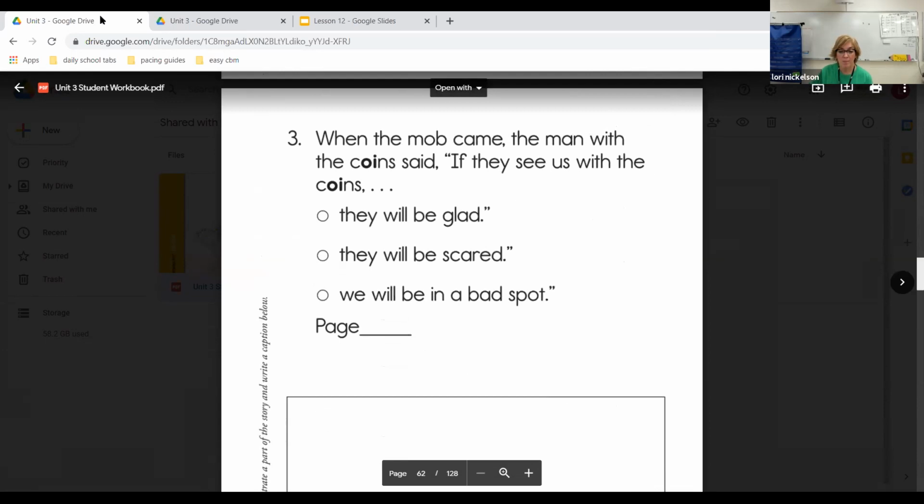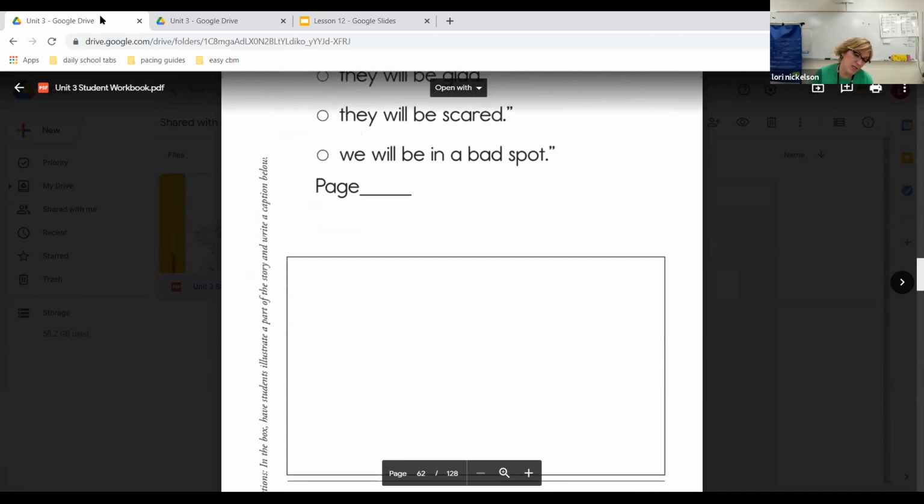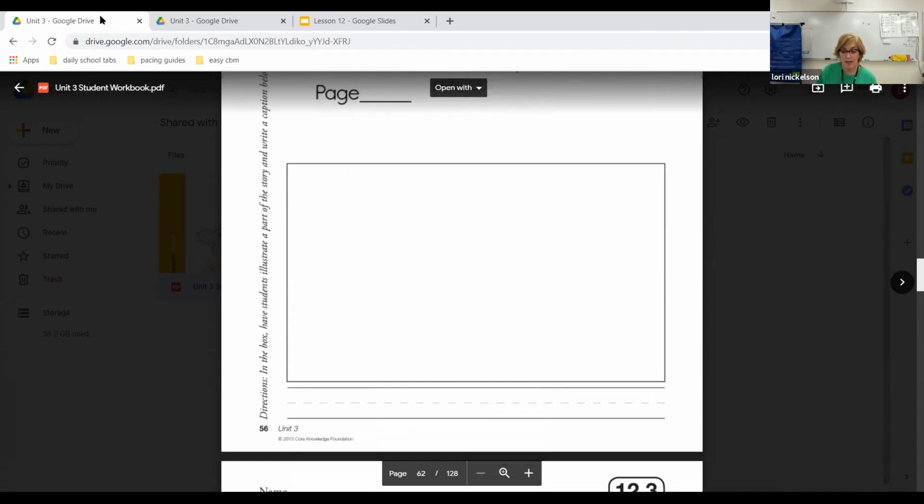Number 3, when the mob came, the man with the coin said, if they see us with the coins, A, they will be glad, B, they will be scared, or C, that we will be in a bad spot. So pick one of your answers, but don't worry about the page. Then on the bottom, it says in the box, have students illustrate a part of the story and caption below it. So you're going to draw a picture, and then you're going to write a line or a sentence to go with your picture. Please make sure you write your sentence to go along with your picture, okay?